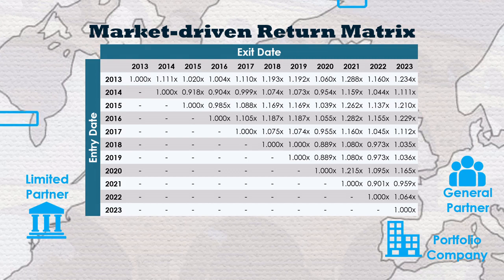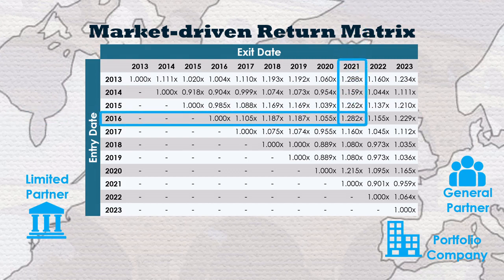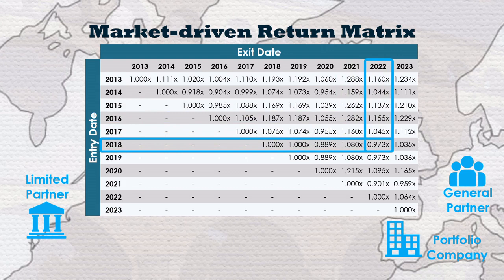So if a holding period starts in 2016 and ends in 2021, the market would drive a multiple of invested capital of 1.282, and the GP should only get credit for value creation over and above this benchmark. However, if a holding period starts in 2018 and ends in 2022, the market would drive a loss, illustrated by a multiple that's less than 1, so the GP actually creates more value than would be indicated by the return in the fund's quarterly report.